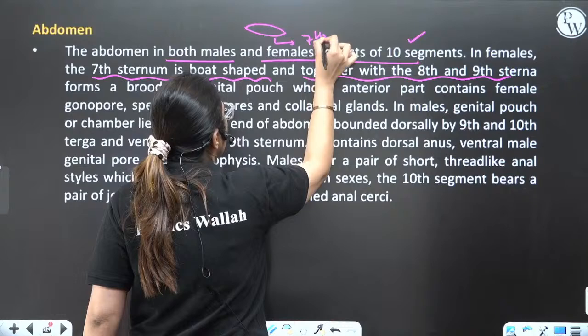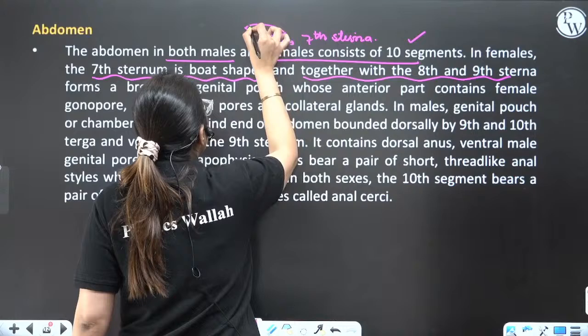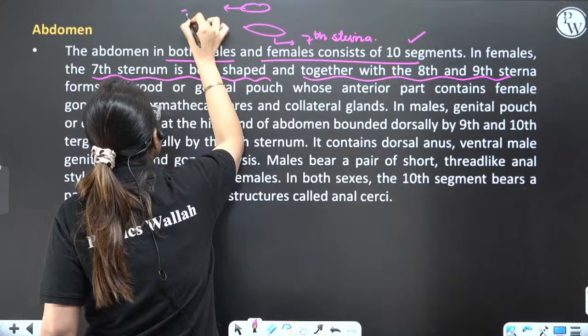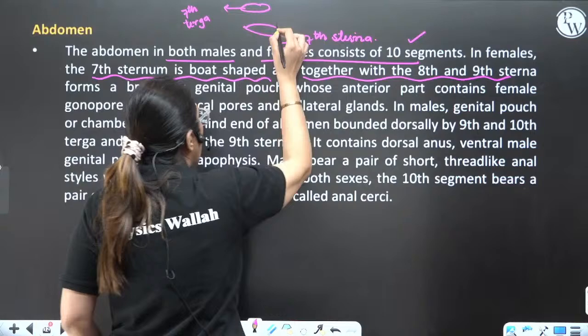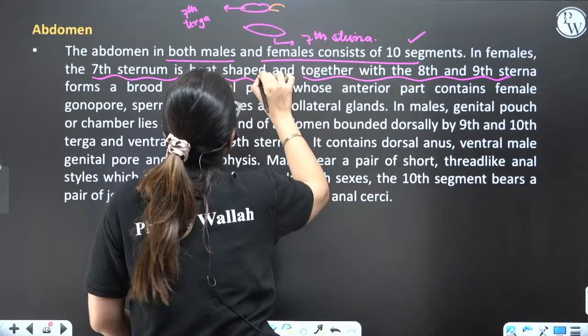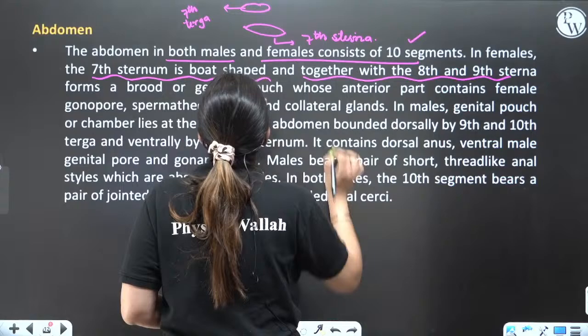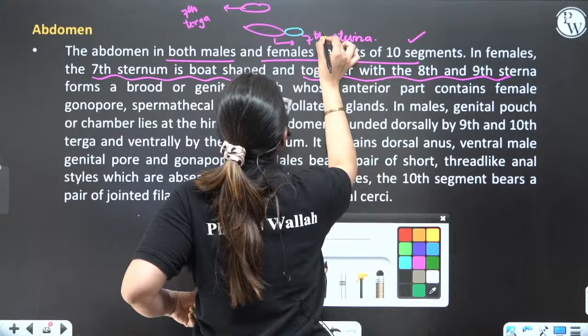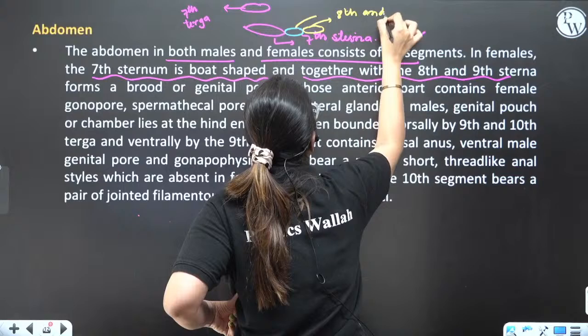Sternum. Okay. So above the 7th sternum there will be the 7th tergum. This is the 7th tergum. Write this. Clear? Now, here what they say is 8th and 9th sterna. I'll use another color. Along with 8th and 9th. Right? This is the 7th tergum, along with 8th and 9th sterna.